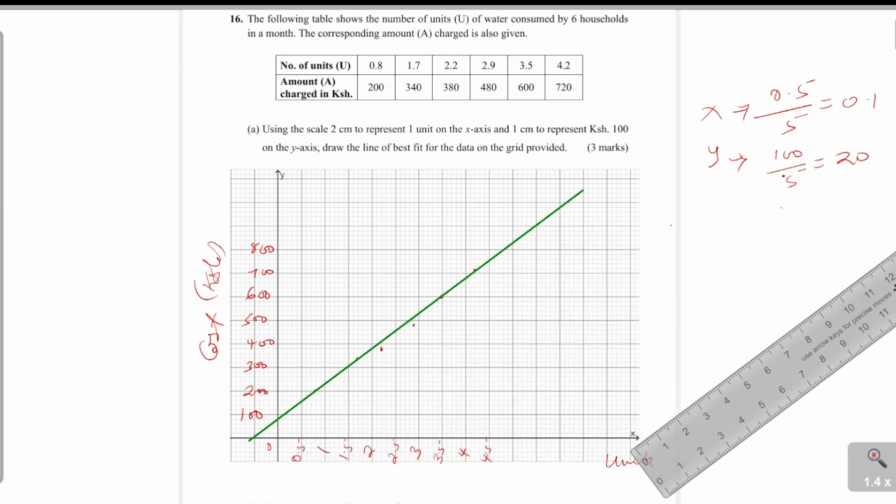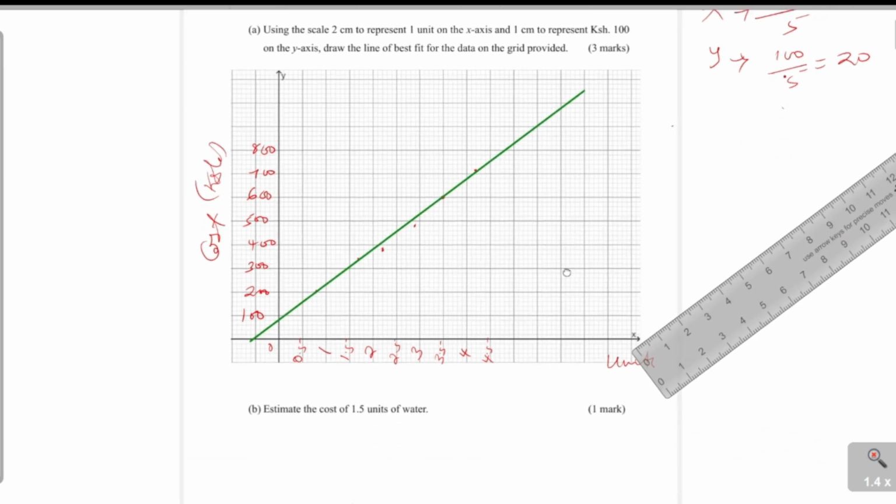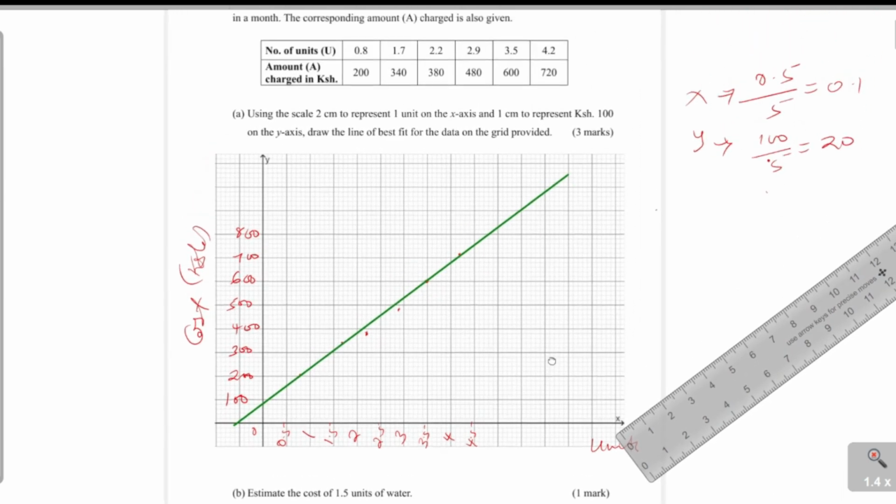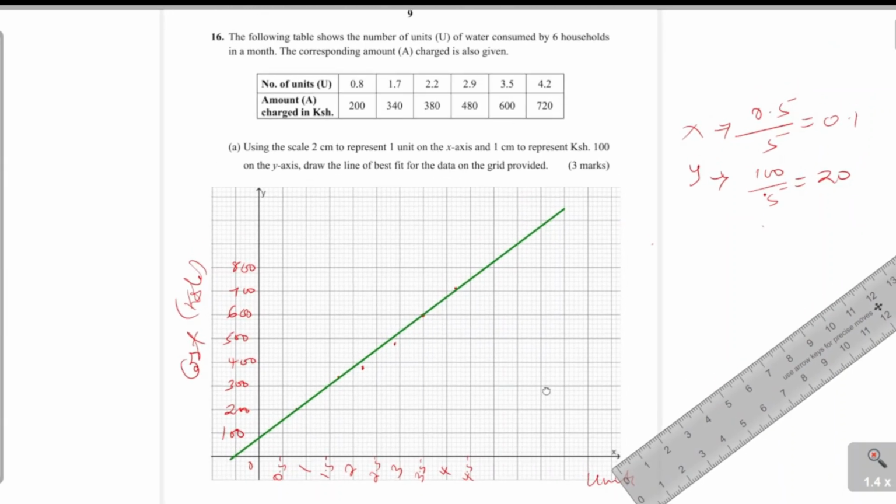Now with that, we can proceed to the other question, which is to estimate the cost of 1.5 units. So 1.5 units, how do you get that? You simply need to go to where we have 1.5 units, and this is where you have 1.5. You draw a straight line up to where we have the line, and then you move straight to the left, and you'll be able to read this value here.